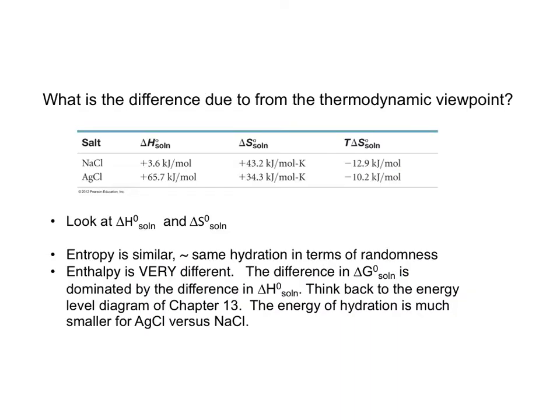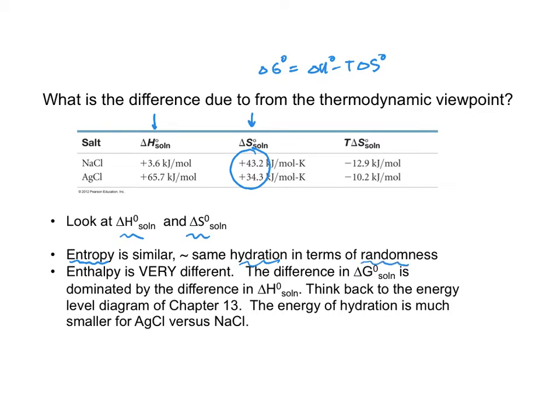But now you can take a look at what's behind the delta G. In this table, we have both the delta H as well as the delta S, because remember, delta G is delta H minus T delta S. I could put the little zeros on there. So let's look at the delta H of solution and the delta S of solution. When I look at the values for the entropy, they are very similar. They're in the same ballpark. They're both positive, only about 10 joules apart. So in terms of hydration, it's going to be very similar in terms of forming the randomness.